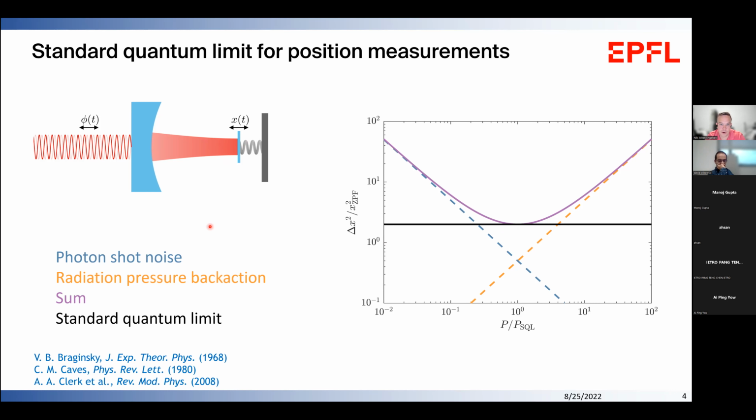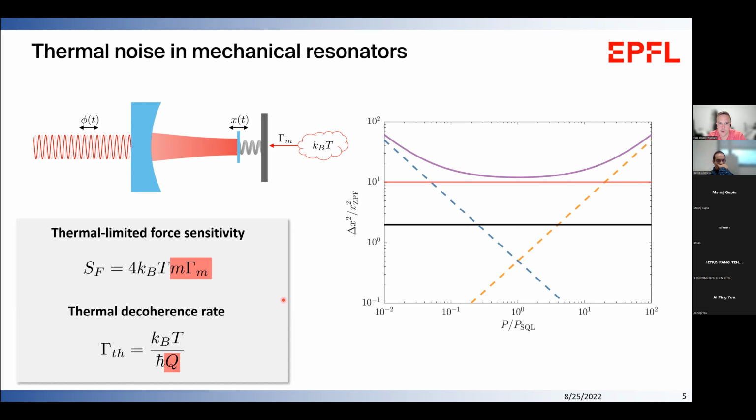However, in most experiments, we're doing them at finite temperature. So in this case, there is also the Brownian motion of the mechanical resonator that enters through the coupling to the thermal bath. And this coupling rate to the thermal bath is set by the dissipation rate of the mechanical resonator. So this means that we have a Brownian motion noise floor here that usually greatly exceeds the standard quantum limit. And we have a thermal limited force sensitivity. So the smallest force we can measure is limited by the Brownian motion of the resonator.